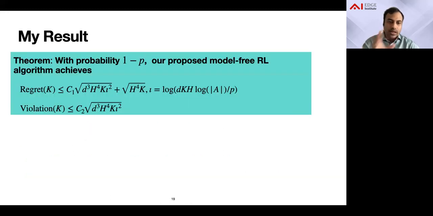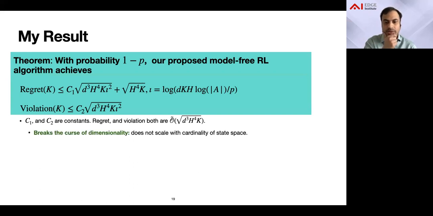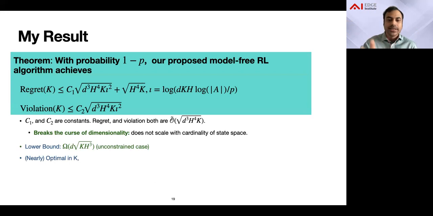So this is the result for our case. You can see that the regret and the violation are both order square root K, and it does not depend on the cardinality. It only depends on the dimension of the feature space D, but it does not depend on the cardinality of the state space. So we break the curse of dimensionality. And compared to the lower bound, we are nearly optimal in K. We have some log factor, but other than that, we are nearly order optimal in K.